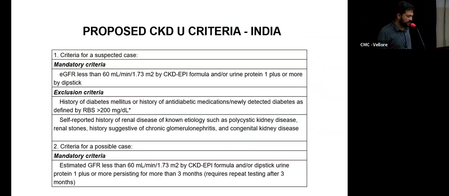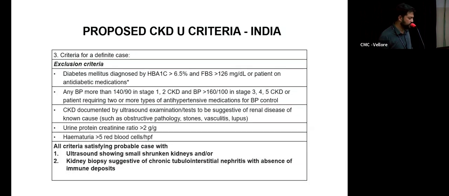So these are the proposed criteria for CKDu in India. This is the mandatory criteria, with eGFR less than 60 and or 1 plus proteinuria, and you have exclusion criteria as mentioned. It's mainly a diagnosis of exclusion, so you have to exclude all these criteria. Patients having diabetes, with all the HbA1c cutoffs, should be ruled out, and hypertension also should be ruled out.